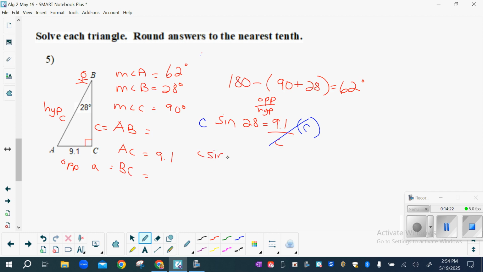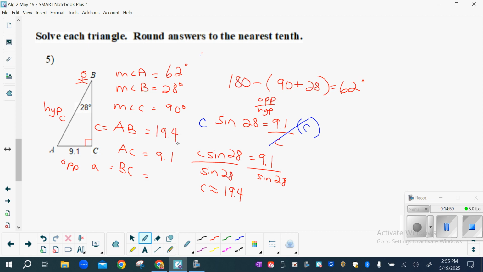So C times sine 28 equals 9.1, and then what would we do next? Divide by sine 28. Yep, divide by sine 28. We're going to get 9.1 divided by sine 28, which is 19.4. So side C is 19.4.